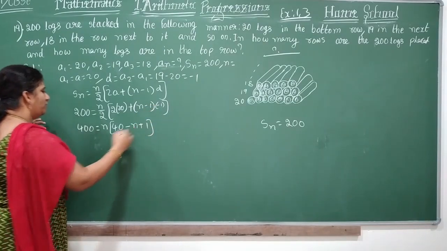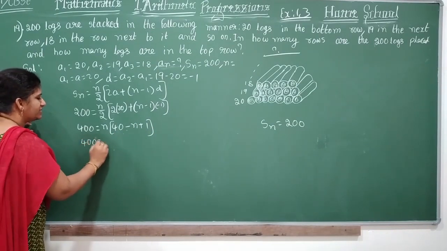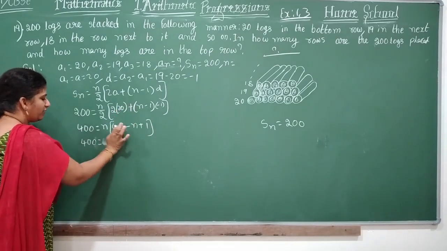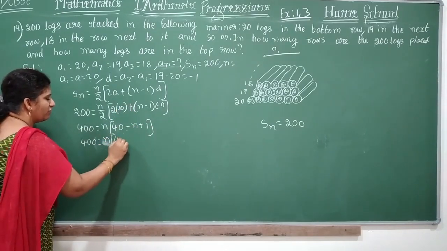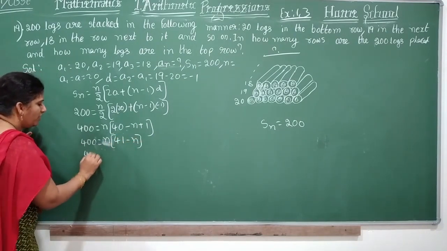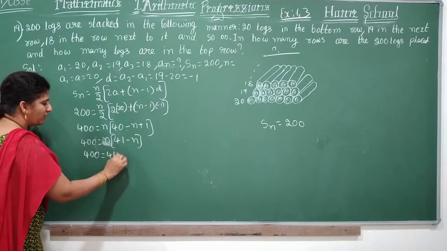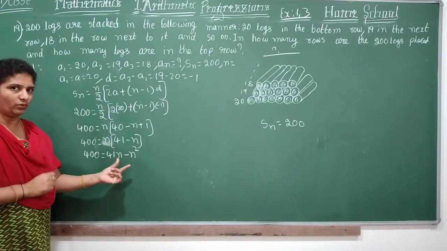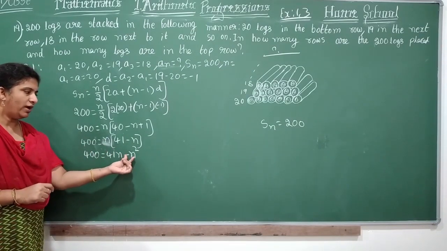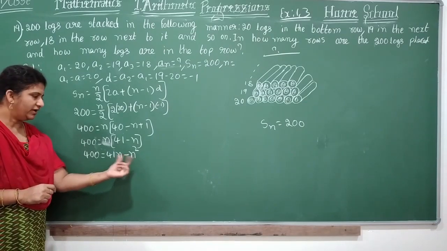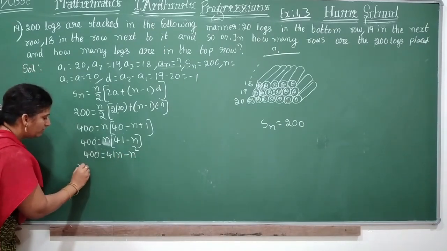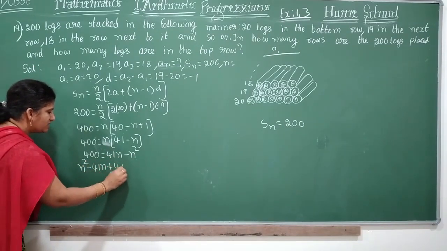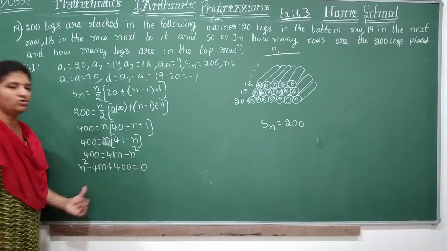So now 400 is equal to N into, 40 plus 1 is 41 minus N. You can write it directly, or I'll write it in the next step. Now multiply, children: 400 is equal to 41N minus N square. I think we are getting an equation we need to factorize. So better bring these terms to this side: N square minus 41N plus 400 is equal to 0.